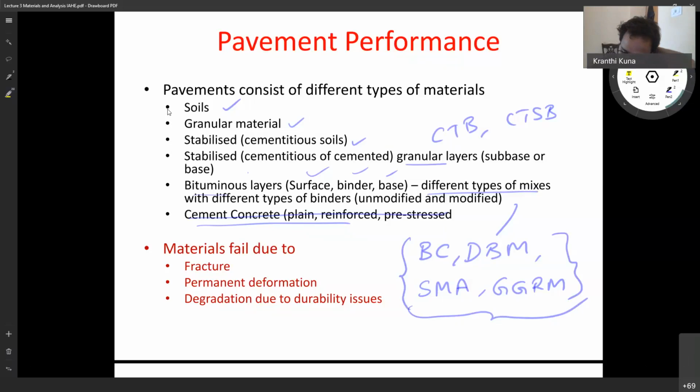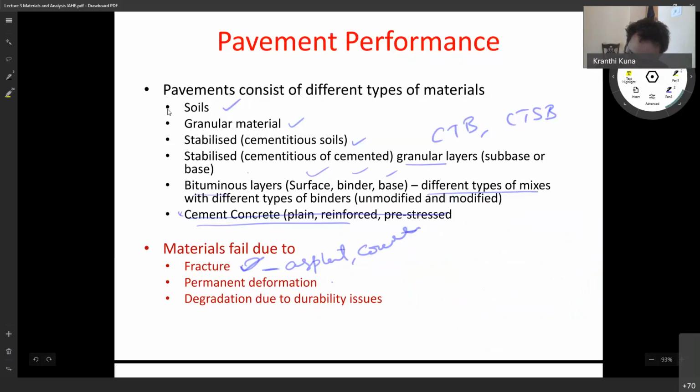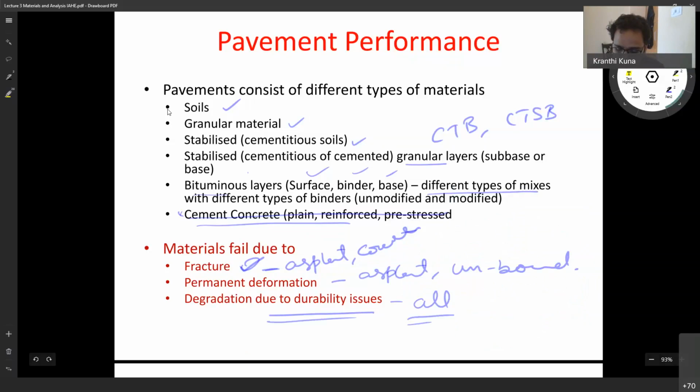Okay, so they all fail, not all, but at least bound materials fail by fracture and fatigue. Asphalt and concrete, they fail in fracture. Whereas permanent deformation, asphalt and unbound materials, they fail in permanent deformation. All layers fail due to durability issues, obviously.